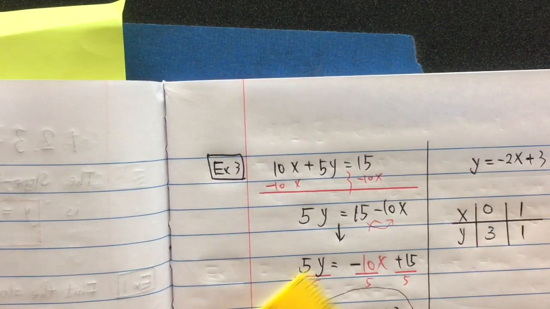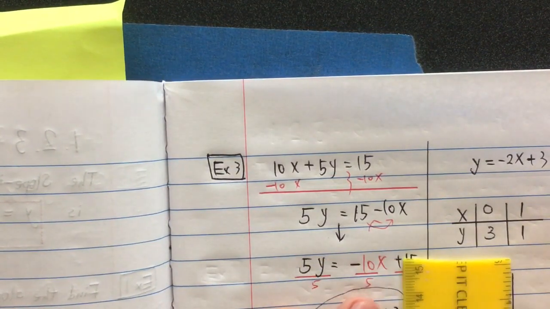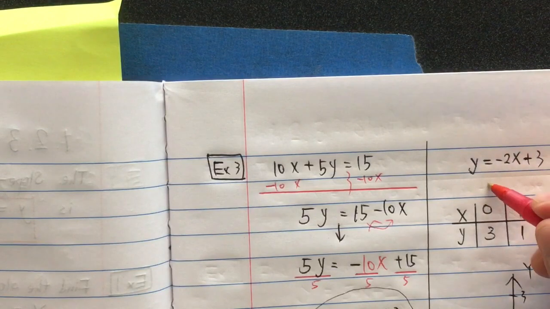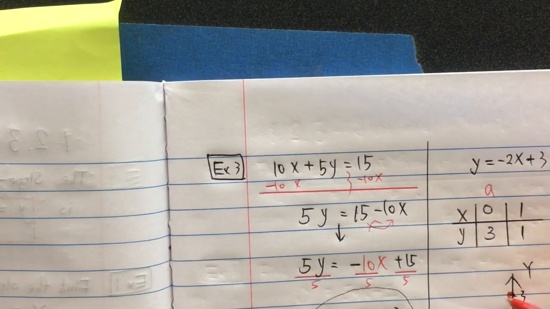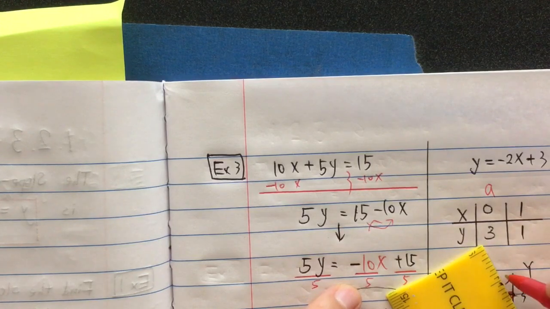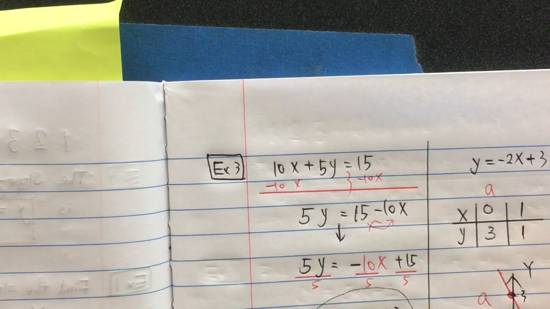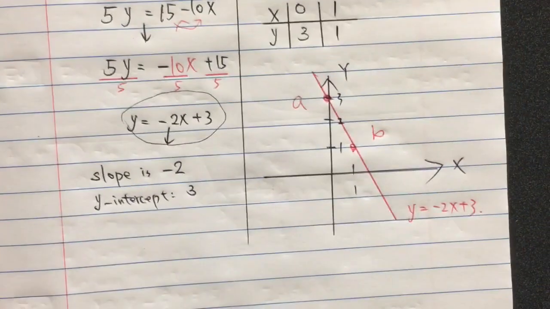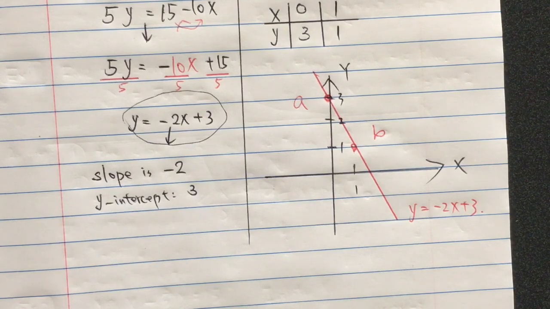Now, let's graph it. This axis is the y-axis. Point A, when x equals 0, y equals 3, is right here. And then when x equals 1, y equals 1 is point B. So the line is right here. This is the line y equals negative 2x plus 3. Okay, we are done with this one.